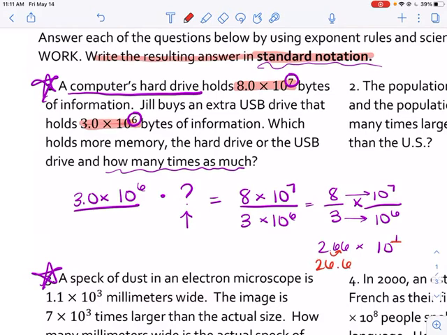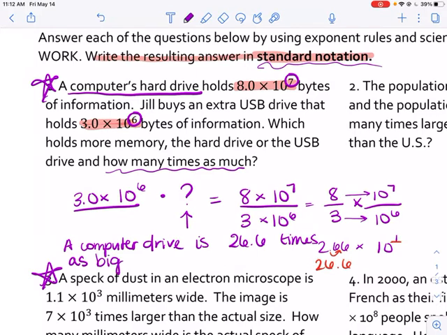Okay, this is how many times as big? So what am I answering? The computer's hard drive was bigger. Okay, so computer's hard drive is 26.6 times as big, or holds 26.6 times as much information as the USB drive.